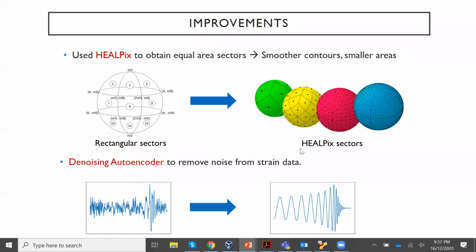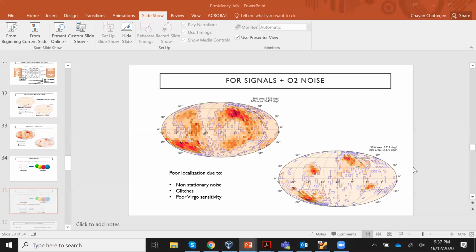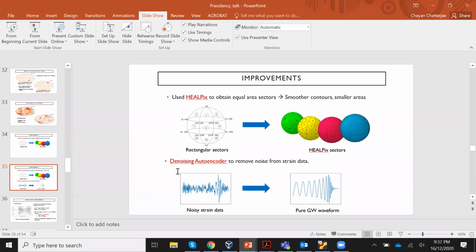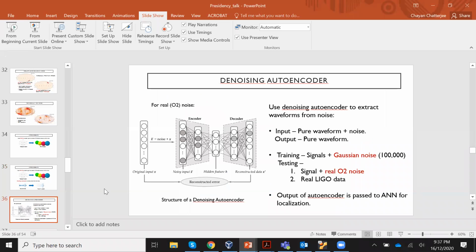And the most important improvement that I was able to obtain was by using a new neural network called a denoising autoencoder. The job of this autoencoder is to remove the noise from strain data. So I have noisy data, I use a denoising autoencoder to remove the noise and get these pure waveforms out. And now let's talk a bit about the denoising autoencoder.